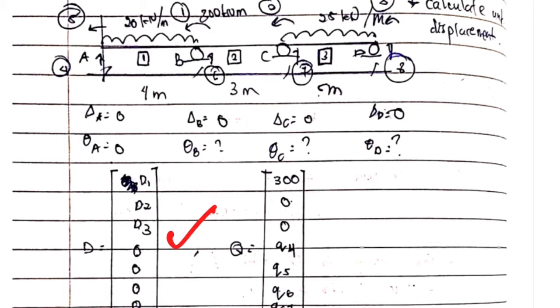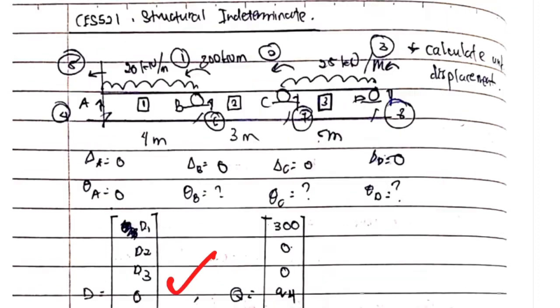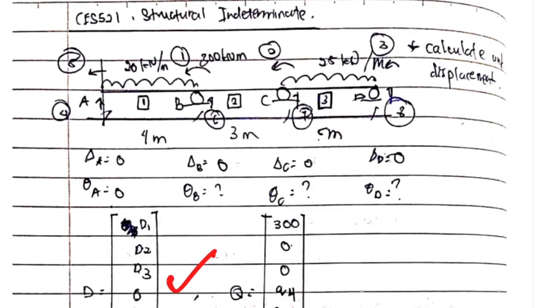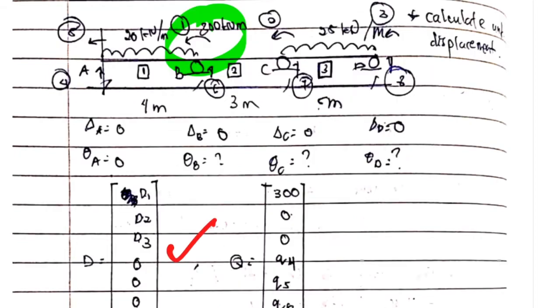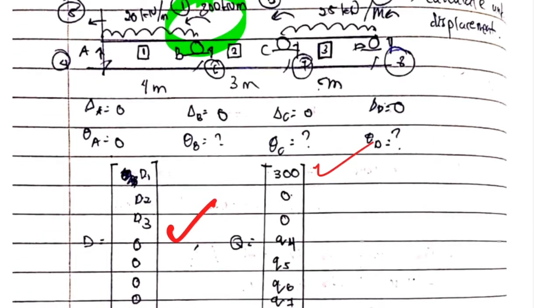D1 means the moment at B, so it is the same with the sign convention, so it is positive. So this one is correct. There is no moment at C and D, so the value is 0. So this one is correct.